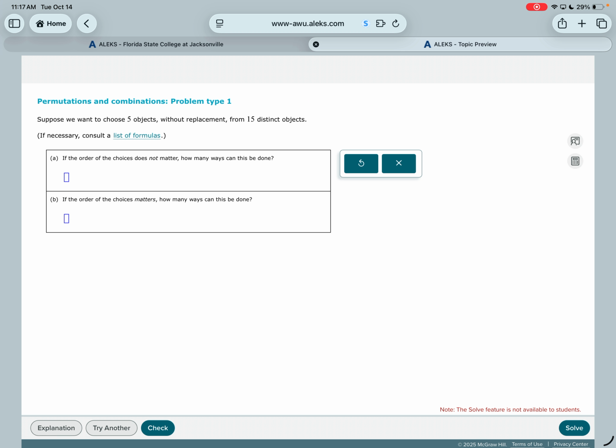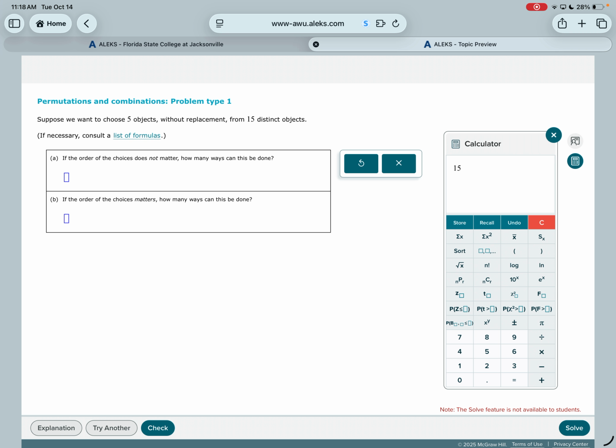All right, so this one still tells you whether the order matters or not. You have 15. You want to choose 5 objects without replacement. All of these are going to be without replacement. Replacement means that you put it back in. Like if I had a deck of cards, if I drew a card out, do I put it back in for the next time I draw or not? So you got 15. In order of choices, how many if the order does not matter?